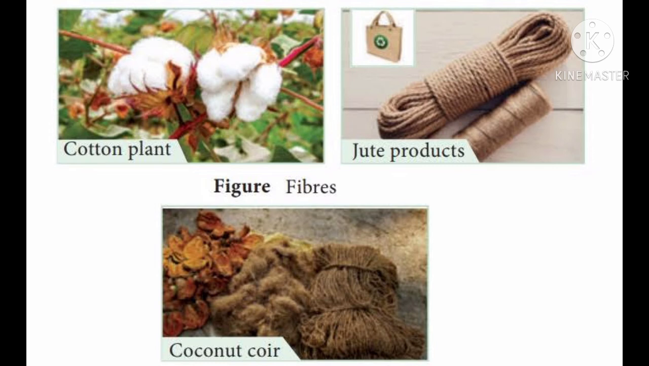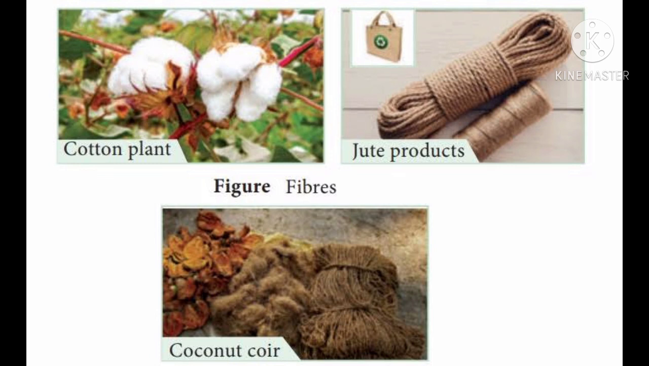What is the difference between plant fiber and animal fiber? Plant fiber is made up of cellulose. Its chemical substance is cellulose. But animal fibers are proteins. They are made up of proteins.